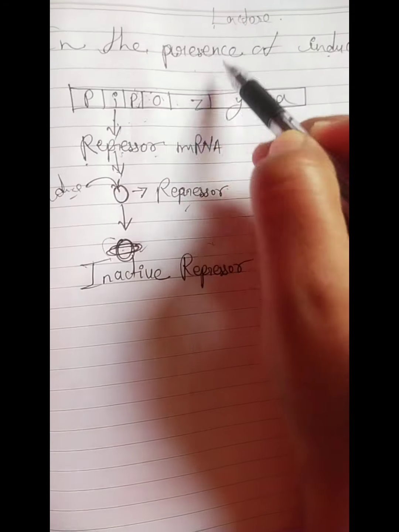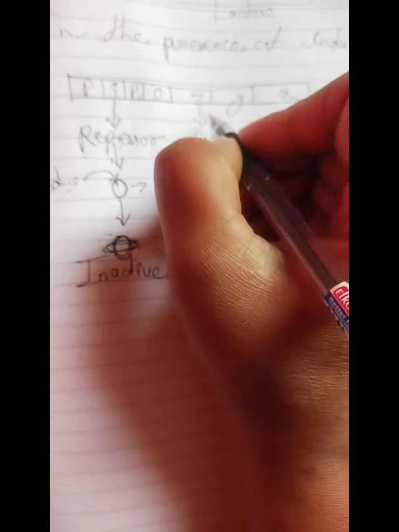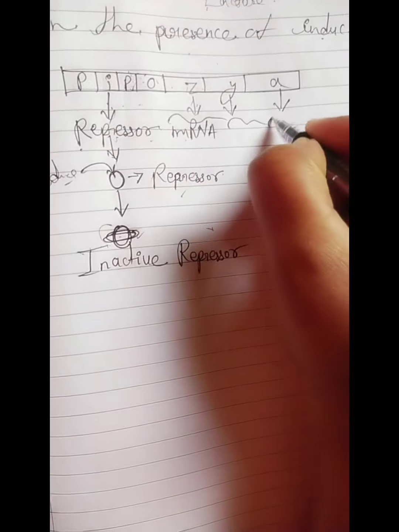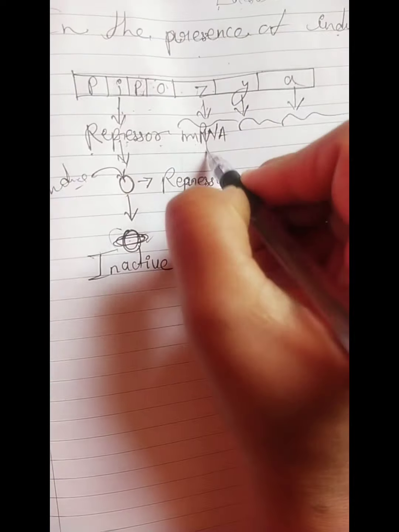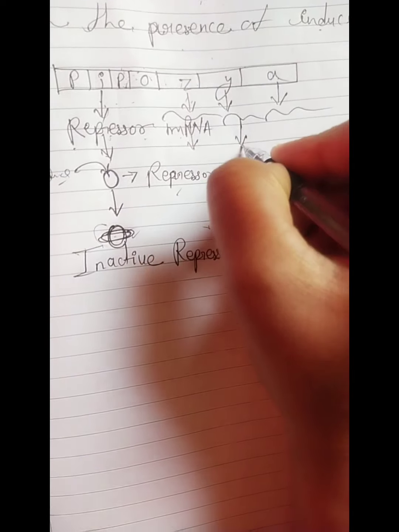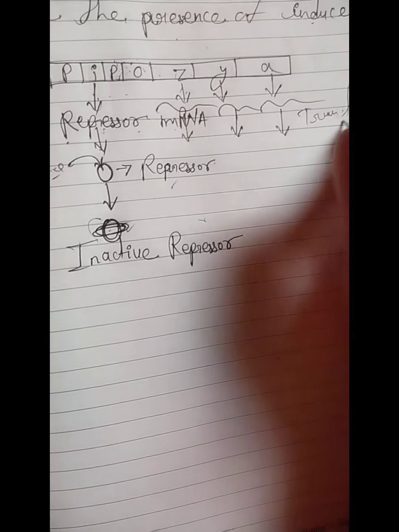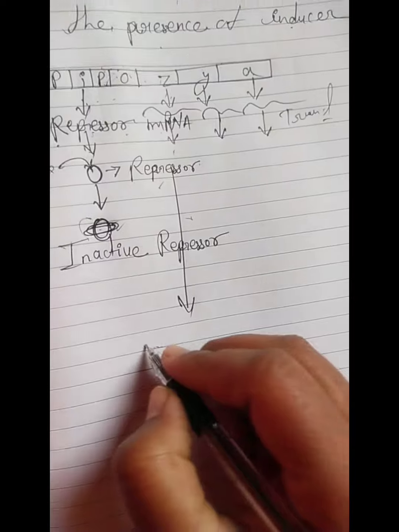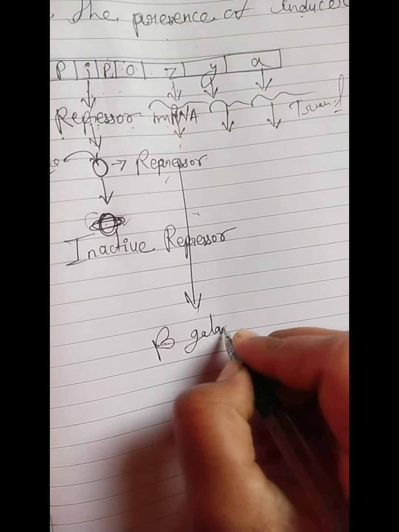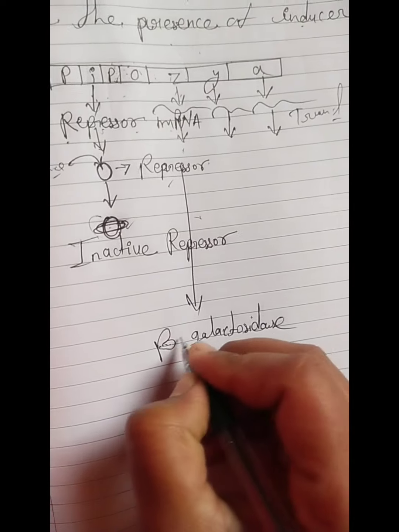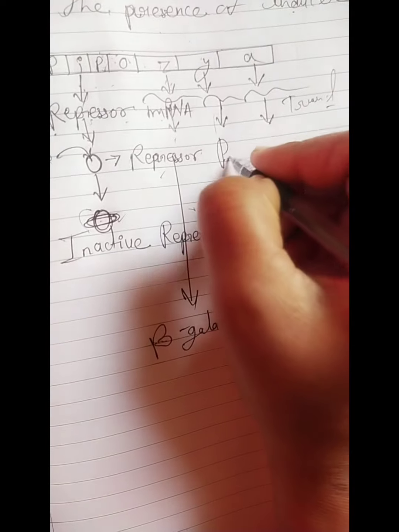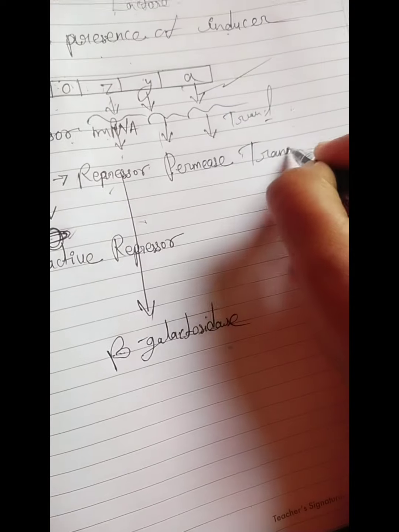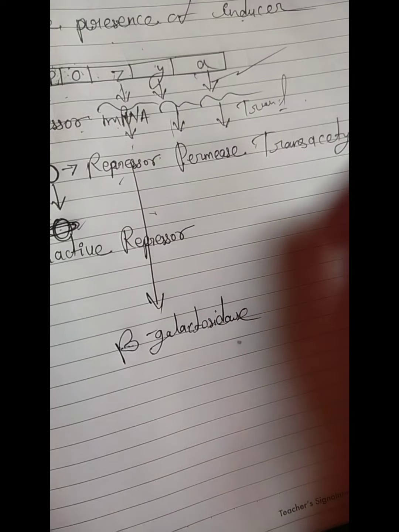Now this promoter promotes all 3 genes for transcription, through which mRNA forms. Further, the process called translation occurs here. Z gene forms, I'll write here, Z gene forms beta galactosidase protein here. Y gene forms permease protein and A gene forms transacetylase.